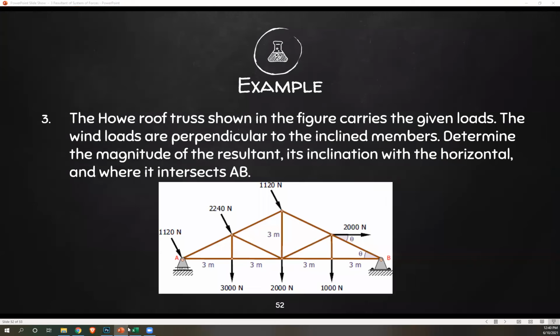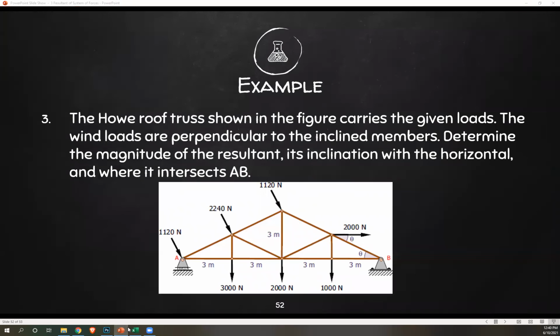Number 3, we have another truss. The Howe roof truss shown in the figure carries the given loads. The wind loads are perpendicular to the inclined members. Determine the magnitude of the resultant, its inclination with the horizontal, and where it intersects AB. So basically, we're solving completely the resultant: magnitude, inclination, that means your theta, and where it intersects AB.